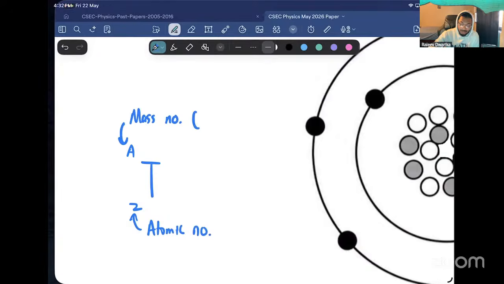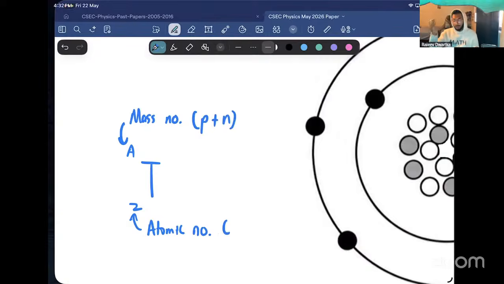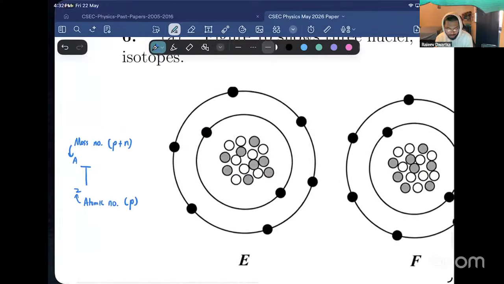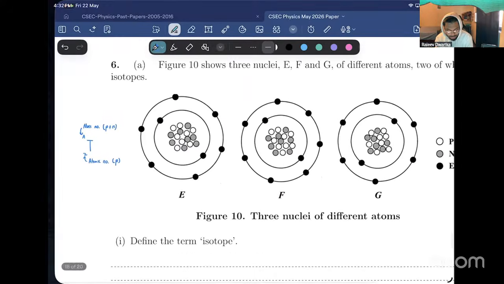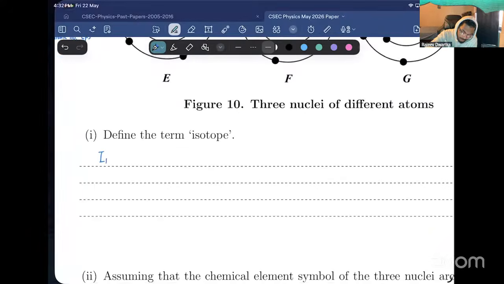Now, the mass number is the sum of what two things? Protons and neutrons. And the atomic number is just what? Protons. Protons and electrons should be the same, right? Okay, good. So define the term isotope.